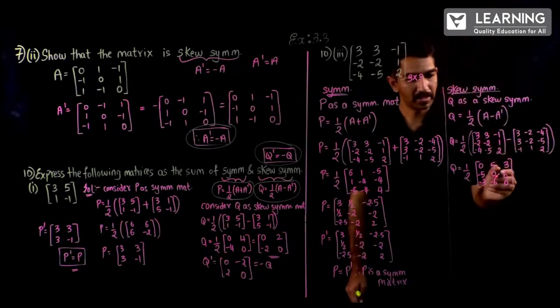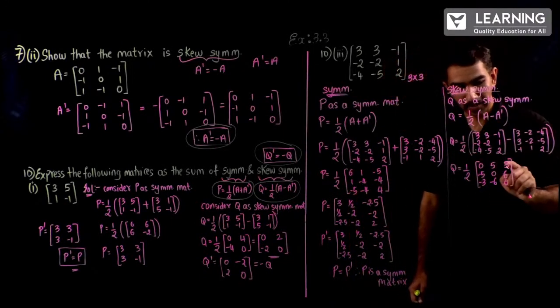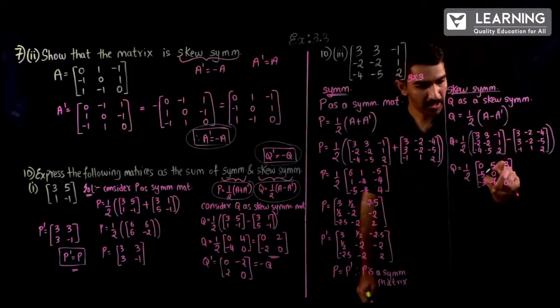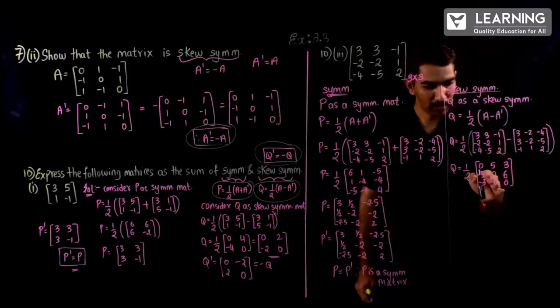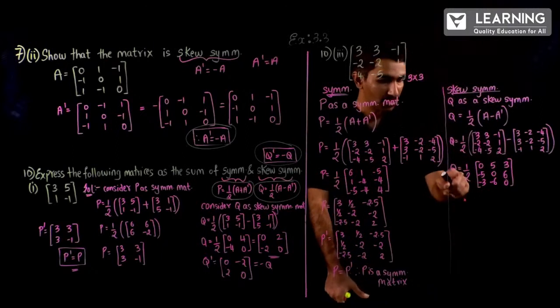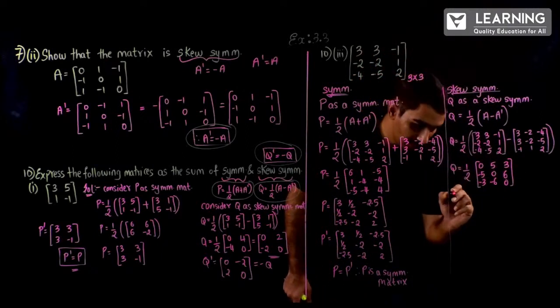Just by looking at this, is this skew symmetric? Ignore this principal diagonal, other elements must be mirror images but with opposite signs. Is it so? Plus 5 minus 5, plus 3 minus 3, plus 6 minus 6, therefore just by looking we can tell it is a skew symmetric matrix. But we have to also prove that, right? So scalar multiply this 1 by 2 with all the elements of this matrices.